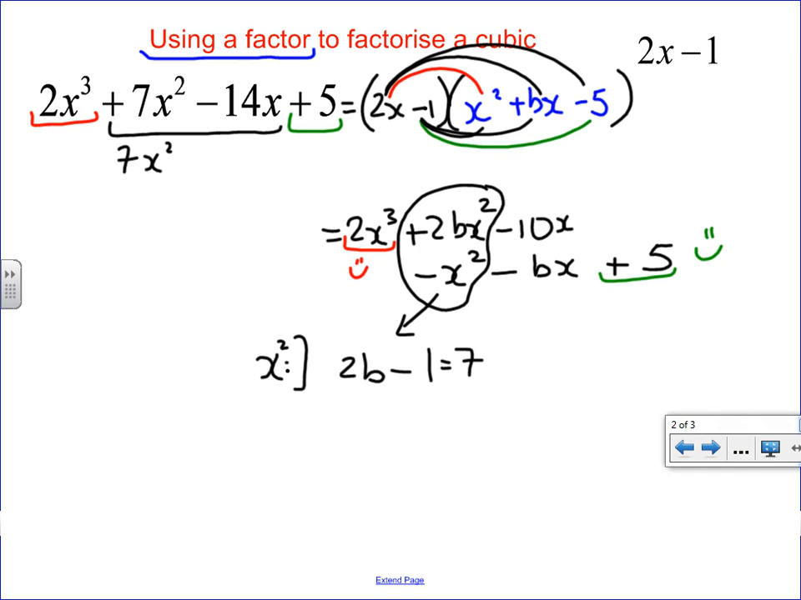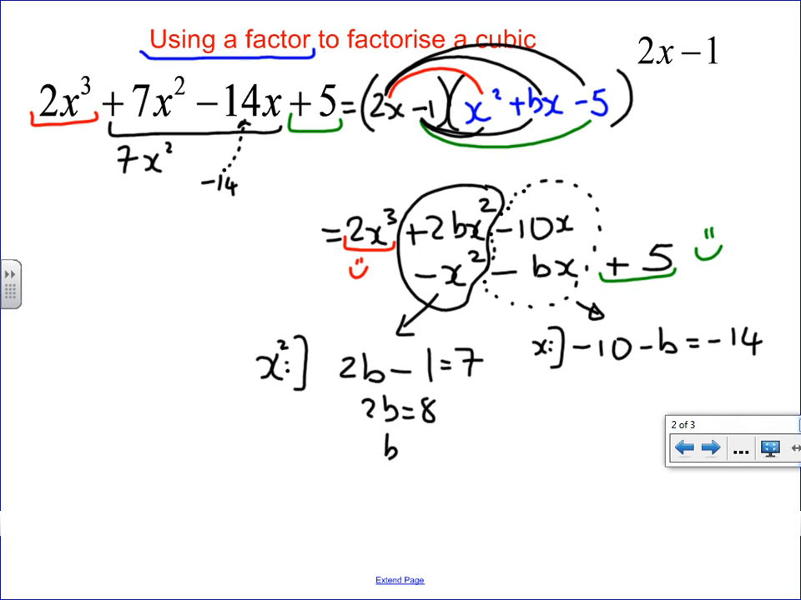Or I could look at it this way, and say, here are my x bits that come out of my expansion. Altogether I've got minus 10 minus b x's. This is how many x's I've got. And I can see from my original cubic that needs to be minus 14, because that's how many x's I need. So I can solve either of these. 2b is 8, b is 4. Hopefully the same thing's going to happen here. Minus b is minus 4, b is 4. Good. So b is 4.